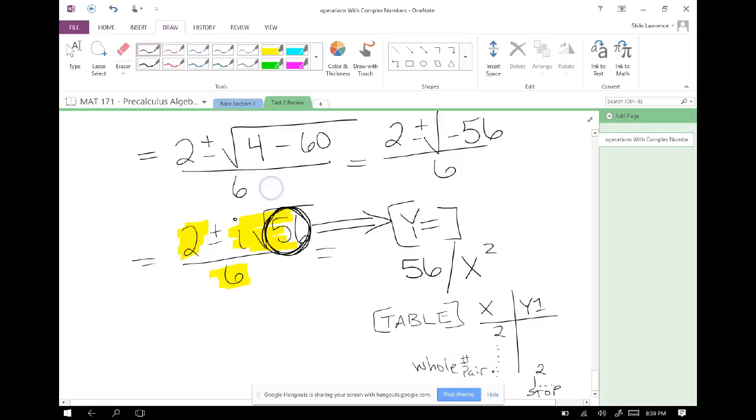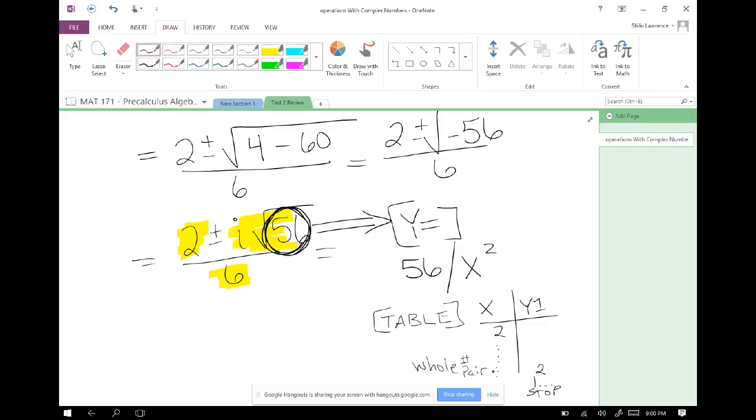We don't want decimals. So in my y equals, I'm putting in 56 divided by x squared. I'm going to my table, and I'm scrolling down. And as I scroll down, I see the pair 2 and 14. I'm going to scroll down even further, because if I can find a bigger pair, that would be better.